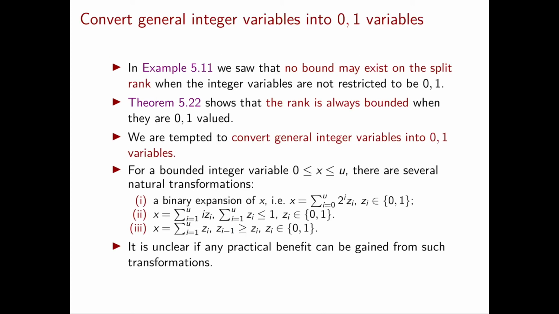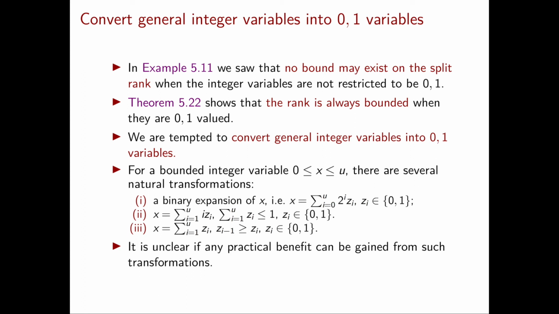So let's stop for a second to recap what we know about the split rank. Well, we saw that in the general case, when integer variables are not binary, then no bound may exist at all on the split rank. On the other hand, if all the integer variables are just 0, 1 valued, then not only the rank is always bounded, but it is also bounded by just the number of variables. Therefore, it's clear that split inequalities are much more powerful whenever we only have binary variables.